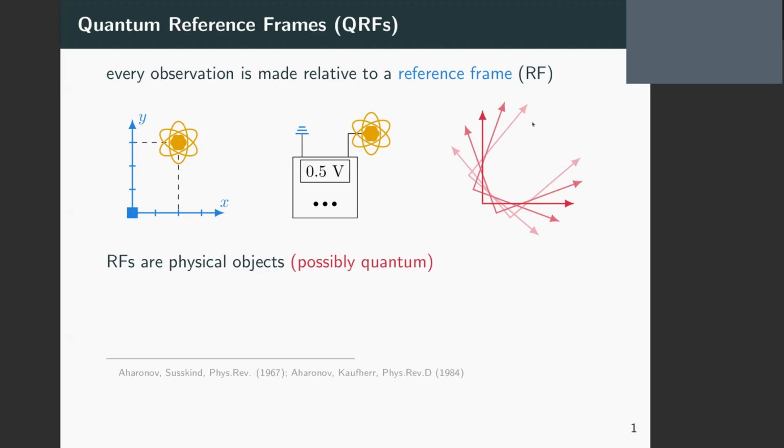And as you can imagine, it was already maybe complicated to describe a classical reference frame as an actual physical system, but now quantum mechanics has more features or different features than classical theory.